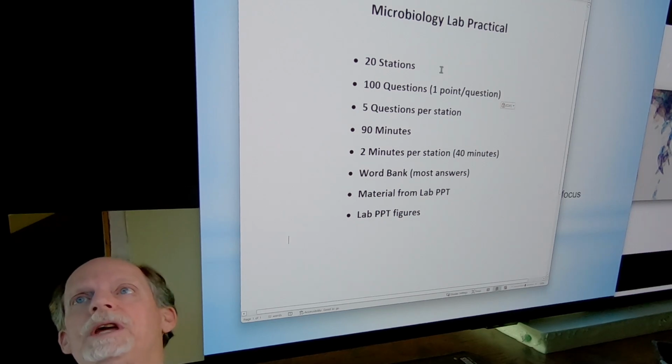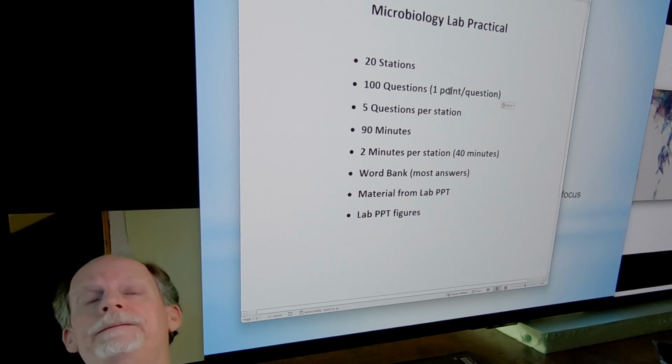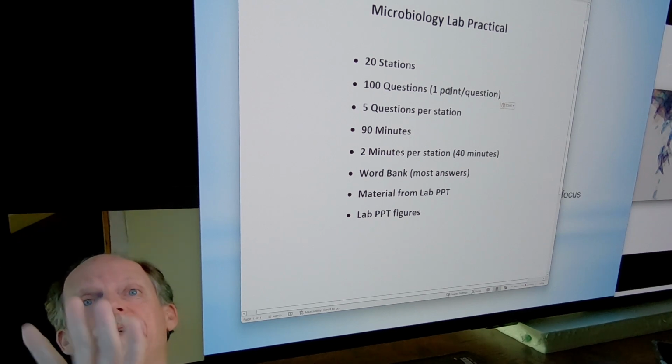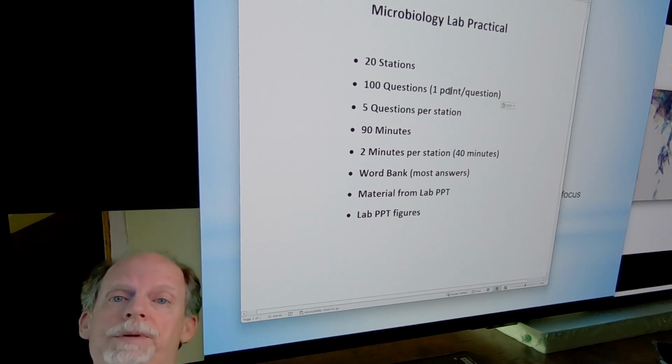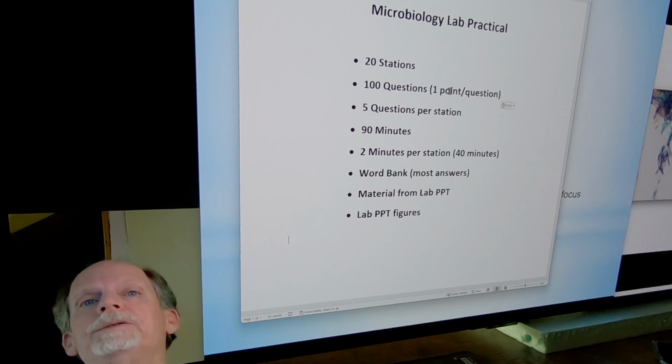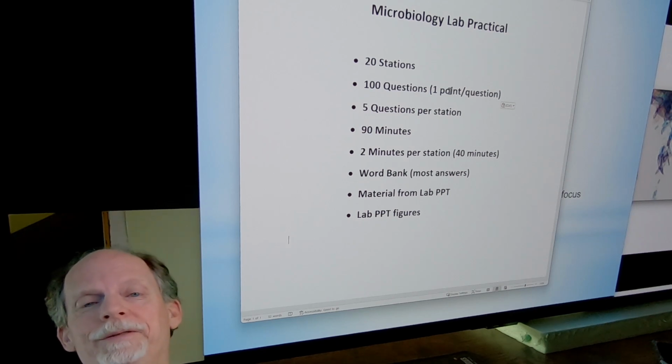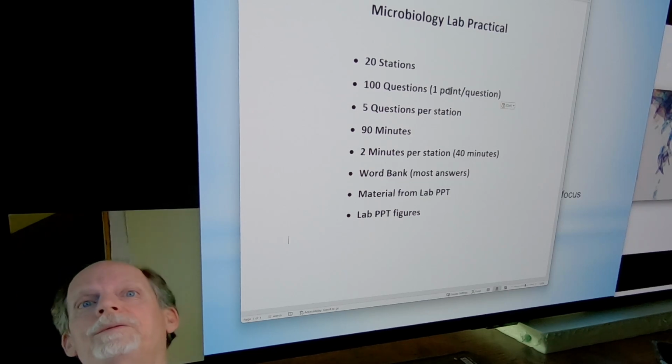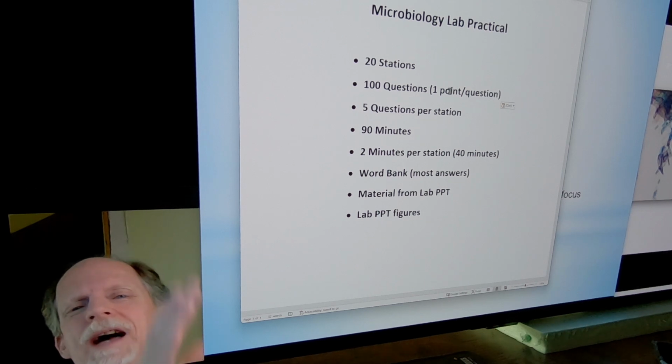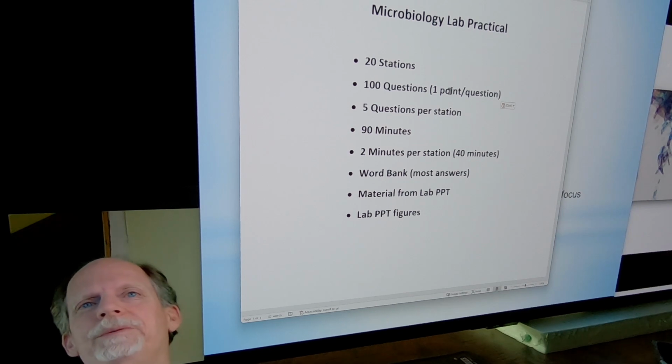There are 20 stations and 100 total questions. Each question is worth 1 point. You'll be given a form that has 50 blanks on one side and 50 blanks on the other, where you put your answers. If you start at question 40, be sure you put your answer for question 40 under 40. Hopefully, if it's timed, you'll go in the same order of the questions as you move around. That's another reason to do that.